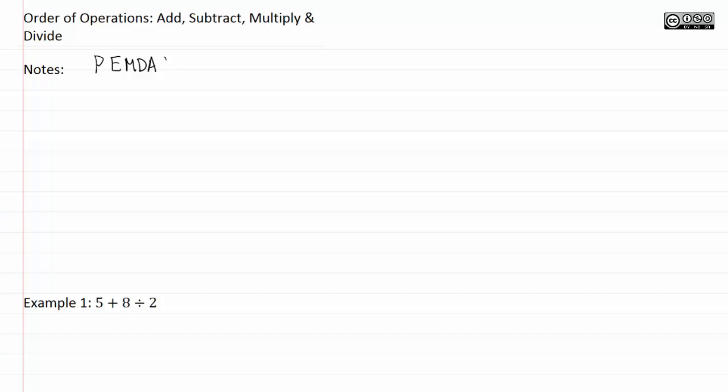So if you recall, PEMDAS was parentheses. We're going to do the stuff in parentheses first, then we're going to do those exponents. We're not going to usually encounter exponents in this one. And then we're going to multiply and divide. That one again, simultaneously, left to right. So this is going to be one of the bigger developments for today. We're going to add in the multiplying and dividing simultaneously, left to right.